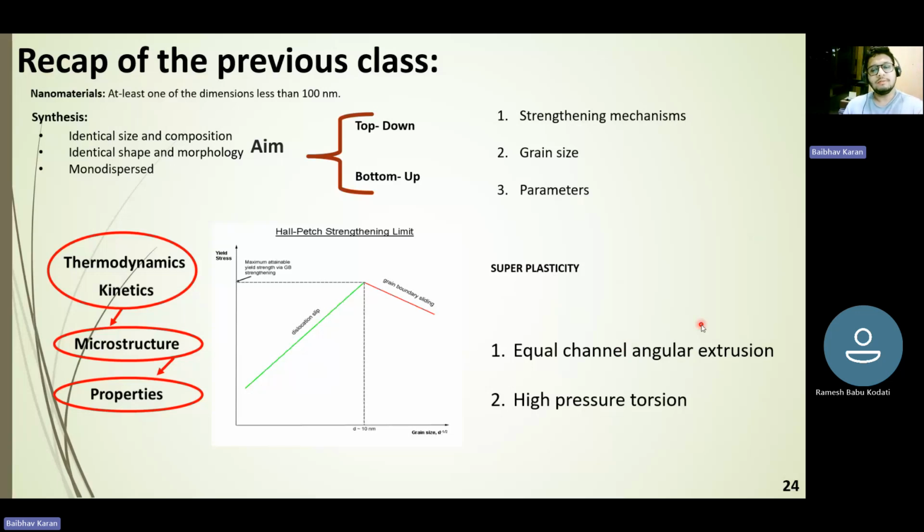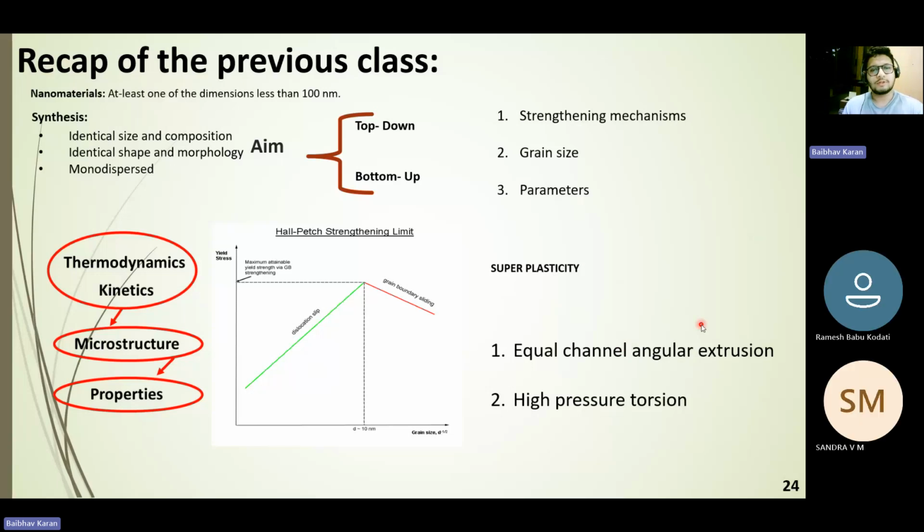Why plastic deformation? Because plastic deformation generates defects or dislocations, and these defects or dislocations will act as nucleation sites for generation of grains. So the nucleation of the grains will be more. If the nucleation is more, more number of grains will be produced. More number of grains means the grain boundary density increases. That means if more grains are produced, we are producing nanograins, right?